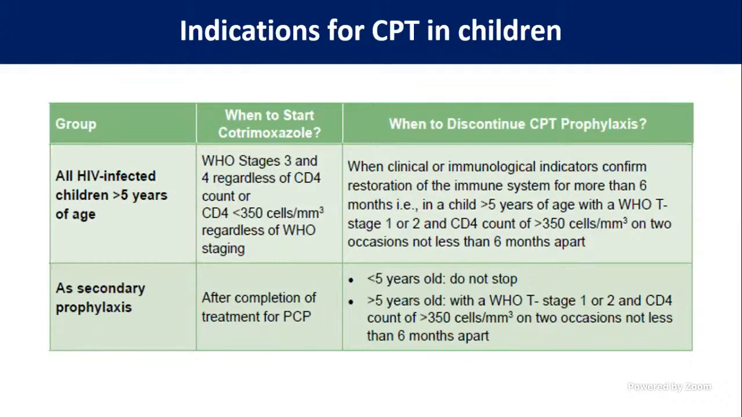In the next slide, we see the dosing. In children more than 5 years of age, regardless of CD4 count, we start it. And as a secondary prophylaxis, after completion of treatment of PCP, if the child is less than 5 years old, do not stop it. And for greater than 5 years old, again, we look at the WHO clinical staging, and the same thing we see. Next slide.